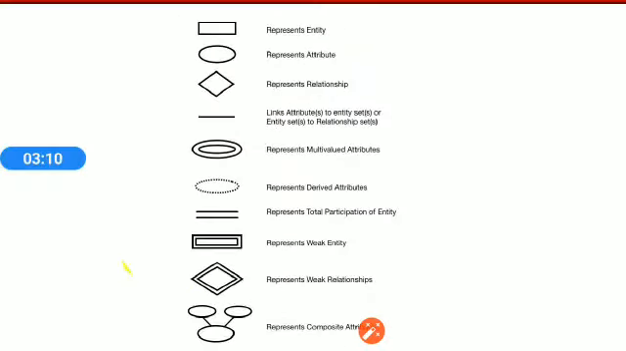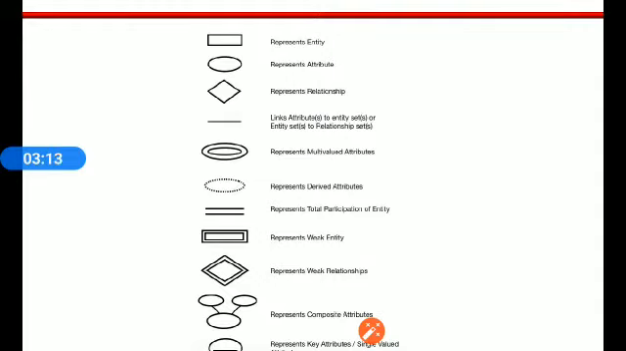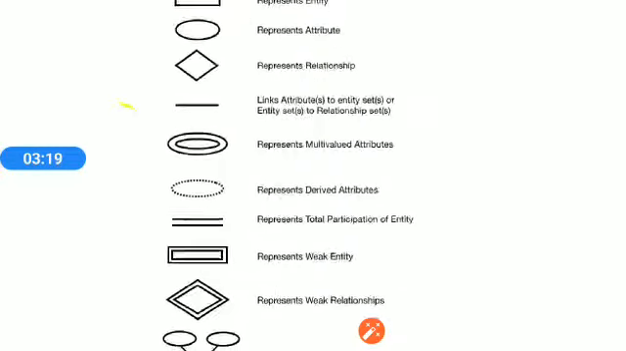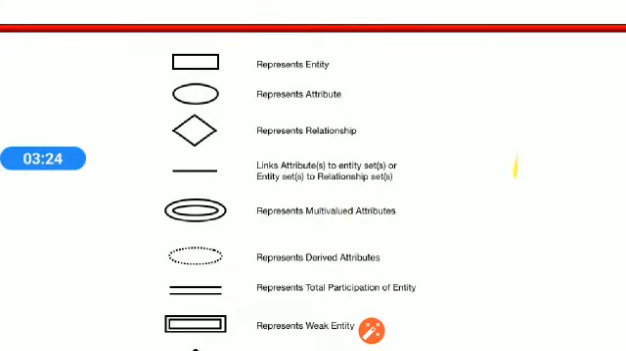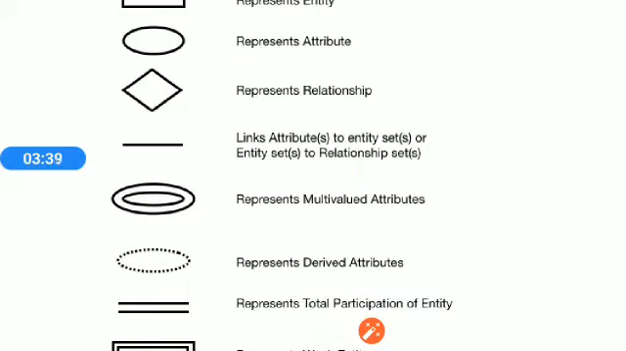Along with these basic symbols, that is rectangle, ellipse, diamond and link, there are some other symbols or components of the ER diagram. The first four we have already seen: the rectangle indicates entity, oval indicates attribute and diamond indicates the relationship. A simple line indicates the link between two entities. The next symbol is the double oval or double ellipse. That double ellipse indicates the multi-valued attributes.